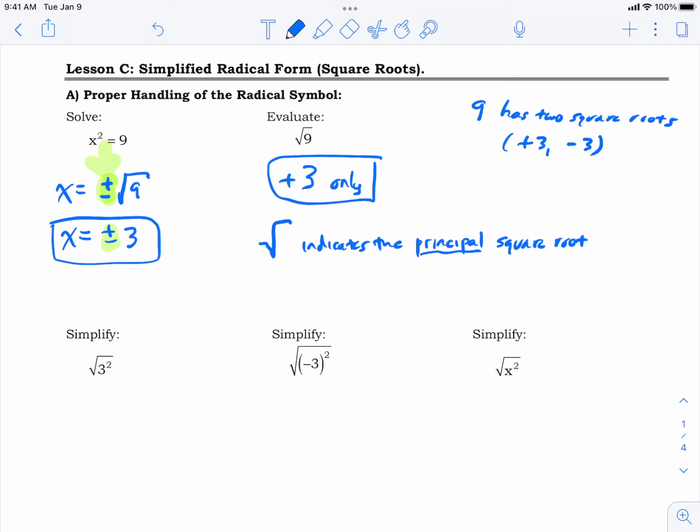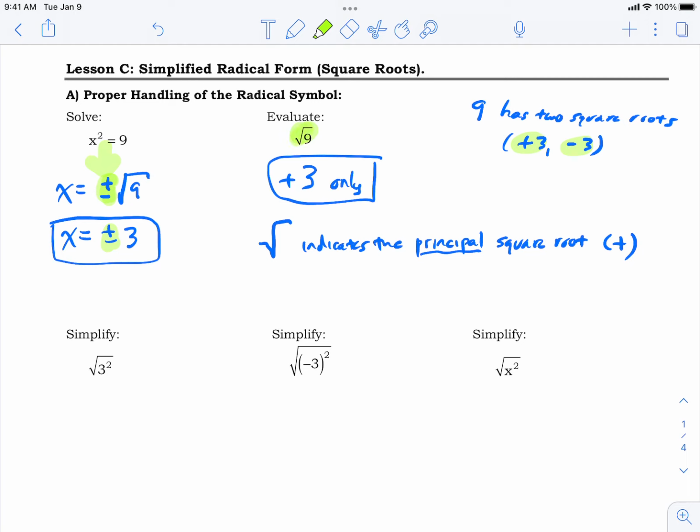So every number's got 2 square roots. One's positive, one's negative. So like square root of 9, it's either plus 3 or minus 3. Well, this symbol here says I want the positive one. Just give me the positive one. Okay, so keep that in mind.